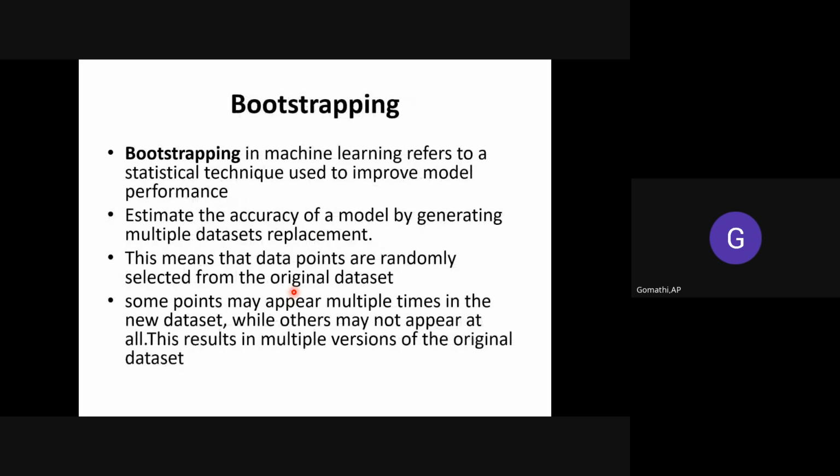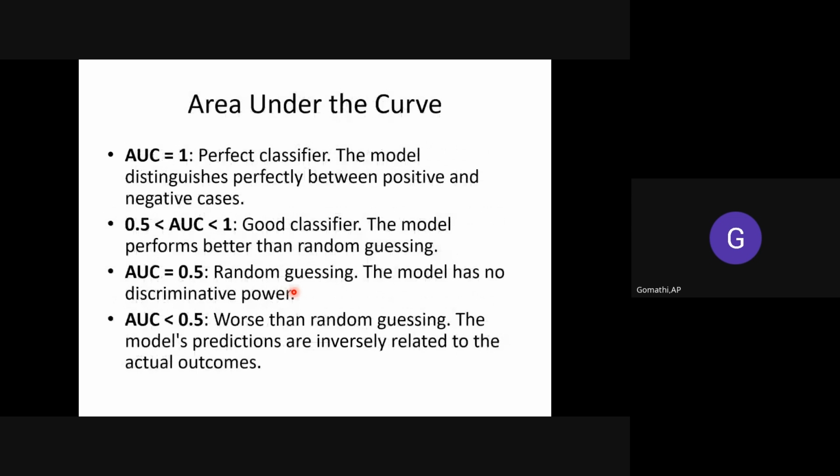Next one, we can imagine a model that is designed to detect whether a patient has a disease or not. If the value of the AUC is 0.9, it means the model is very good. We can consider this scenario: the model is designed to detect whether a patient has a disease or not.